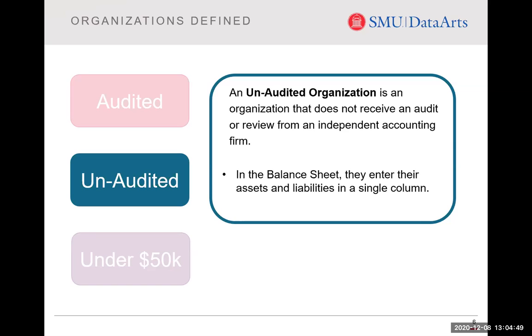When completing the CDP, unaudited organizations use internal financial records, bank statements, their 990. They may likely use a P&L or other statements from their online accounting software. Because they have not been audited, these organizations will complete a balance sheet in a single column.